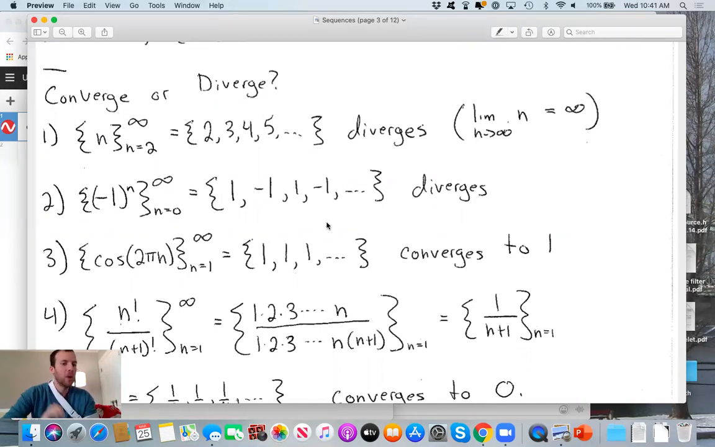So this is a small warning that this function, which looks like it's oscillating, because we're only using whole number inputs, it in fact is 1 the whole time, and so it's sitting at 1 and converging to that constant 1 value that it takes.